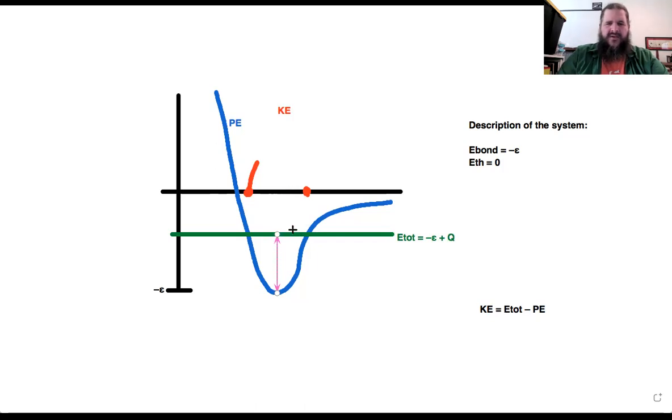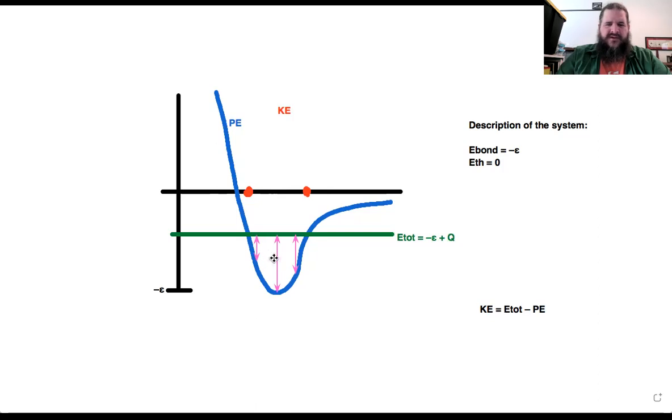You could say that at a certain R value, this difference between E total and potential energy is the kinetic energy at that location. Or this difference between E total and potential energy, that value, that distance is the kinetic energy at that location.